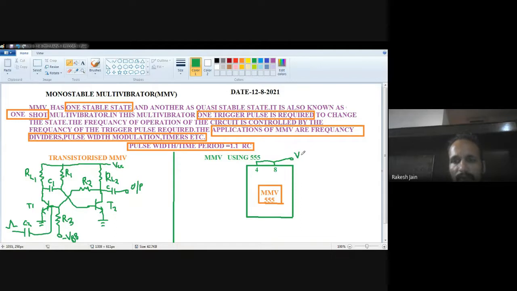That is from 5 volt to 15 volt, as I already mentioned. From the third number pin, we will take the output. The first number pin is connected with the ground.